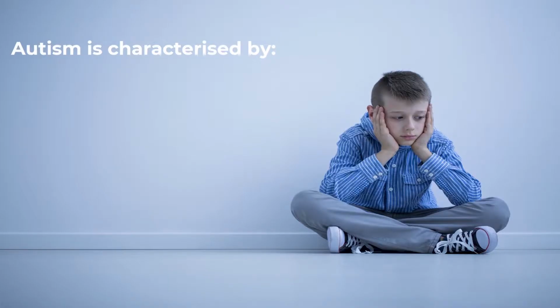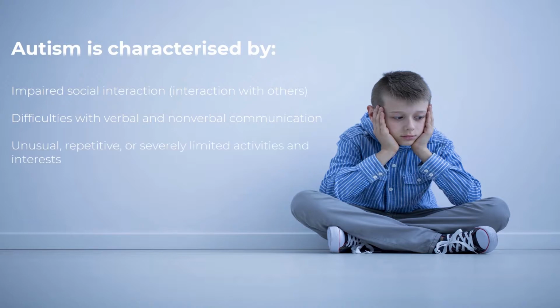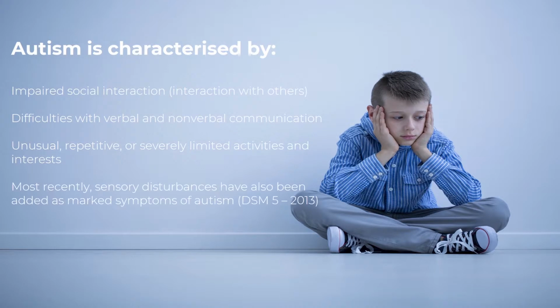Autism is characterized by impaired social interaction with others, difficulty with verbal and nonverbal communication, and unusual repetitive or severely limited activities and interests. Most recently, sensory disturbances have also been added as marked symptoms of autism in the DSM-5, 2013.